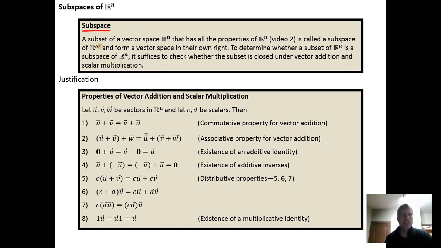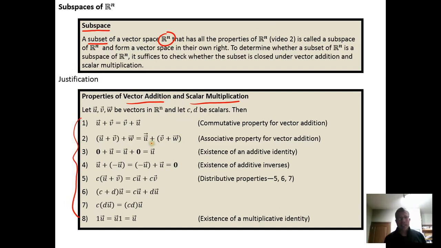The idea is if you have a vector space Rn and then you take a subset of it, if that subset that you take has all of these properties of vector addition and scalar multiplication, if all of these things are true, then the subset is a subspace. In other words, it forms a vector space in its own right, even though it's only a subset of Rn. As long as it has all of these properties, then we call it a subspace.